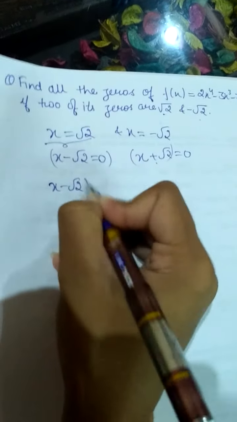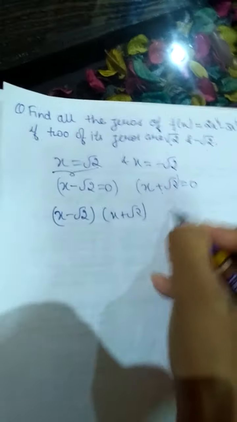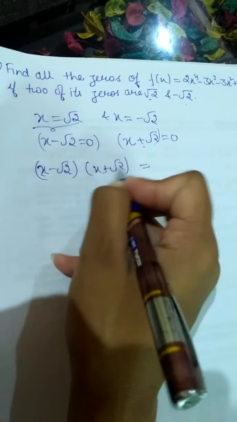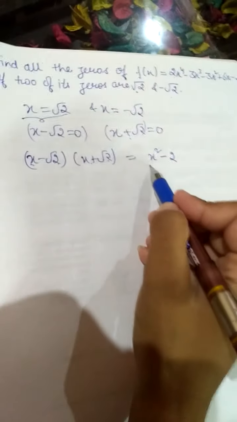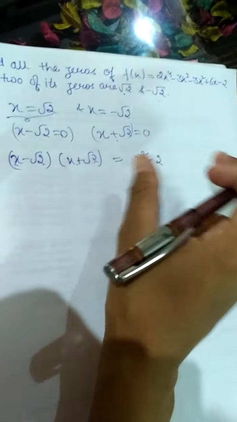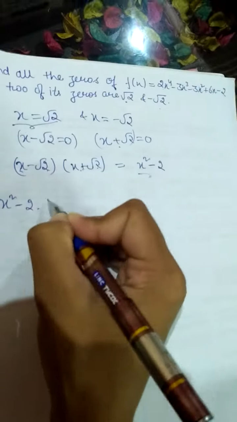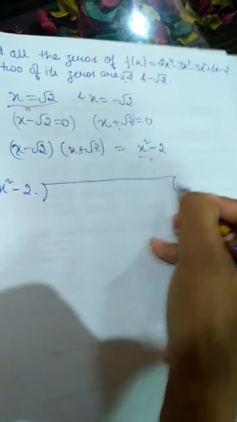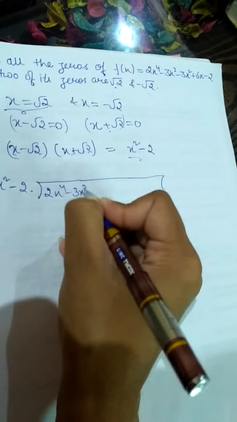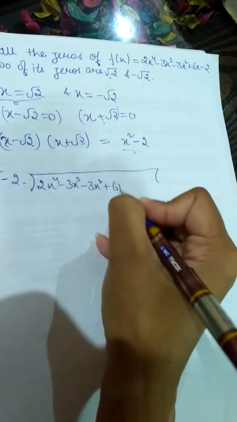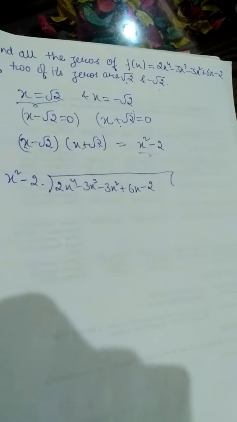that means x minus root 2 and x plus root 2, it is a minus b and a plus b, which will be a square minus b square. So x square minus 2. Now to find the other zeros, I have to divide the complete f(x) by this, and whatever we get, we will do the middle term splitting or factoring. So again the division rule: x square minus 2, and I will write here 2x to the power 4 minus 3x cube minus 3x square plus 6x minus 2. The same rule I have applied in earlier questions.